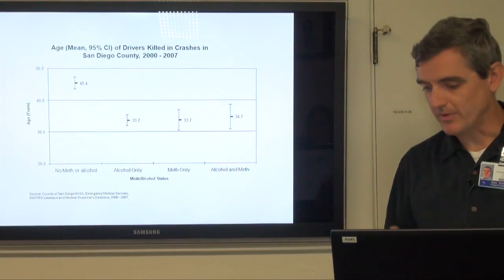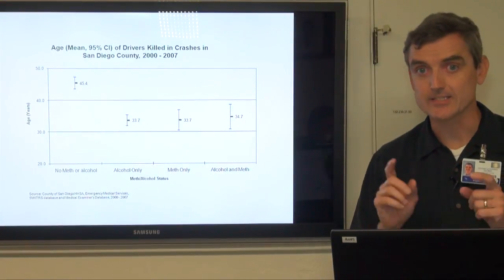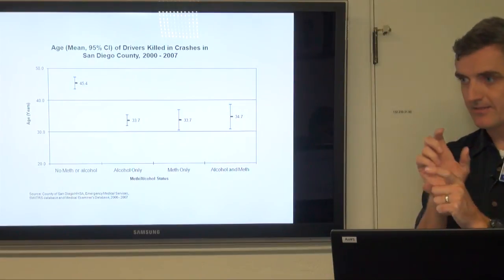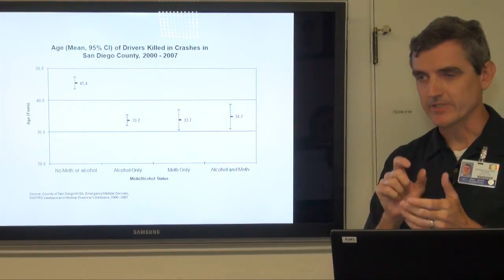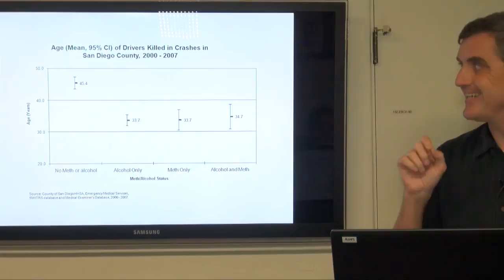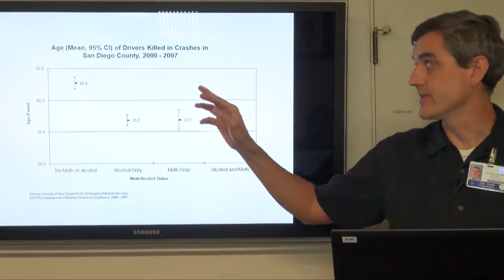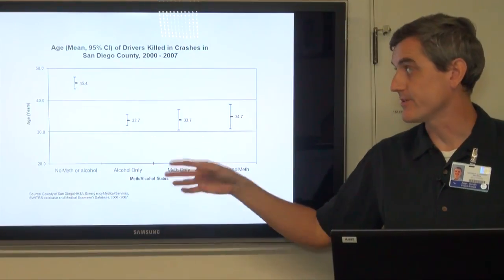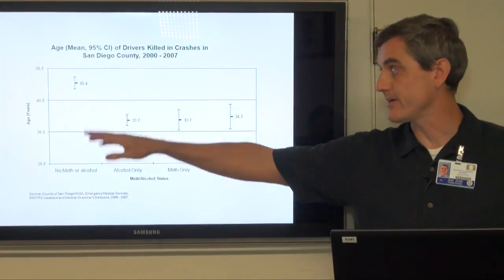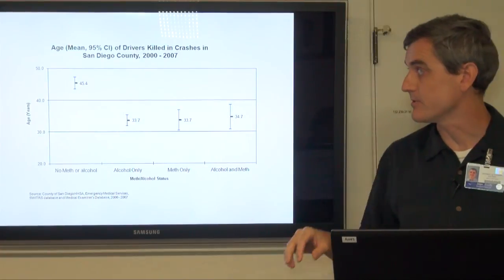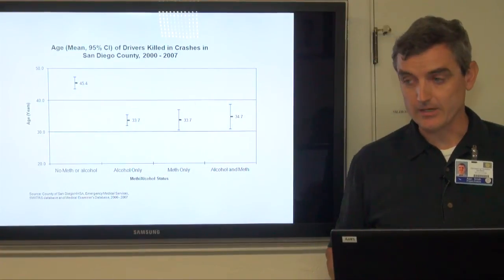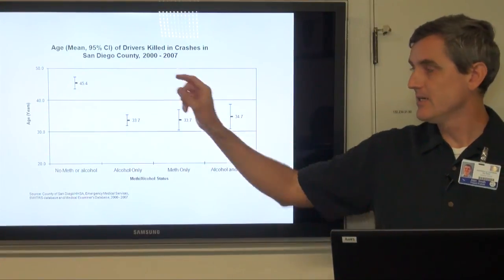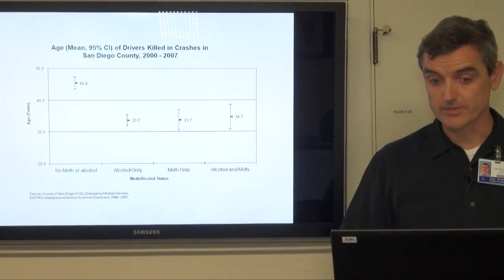Important, though, to keep in mind what a confidence interval is. It's not 95% of observations. It is the range of values that you're 95% sure the true mean is. Certainly, the drivers who died who were not positive for either were not all 45. They had ages ranging all over the place. But that was the average overall, and because it was a much larger sample size, you have a much narrower confidence interval there.